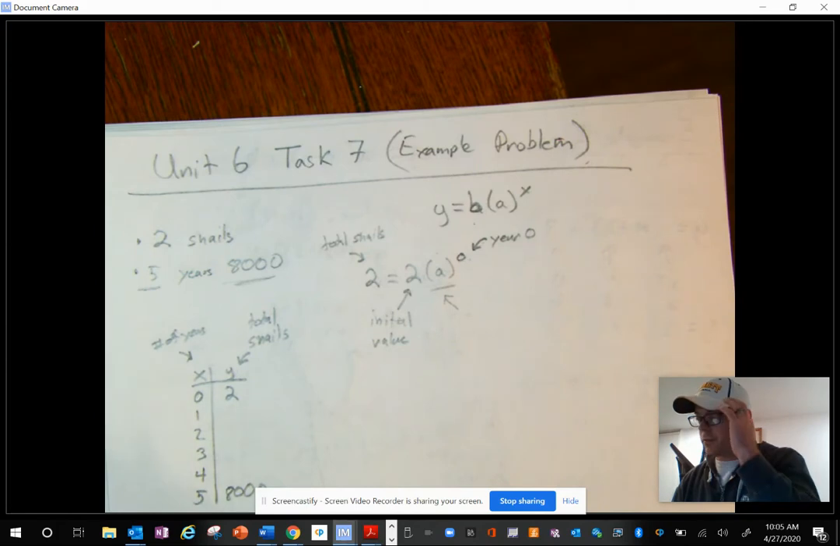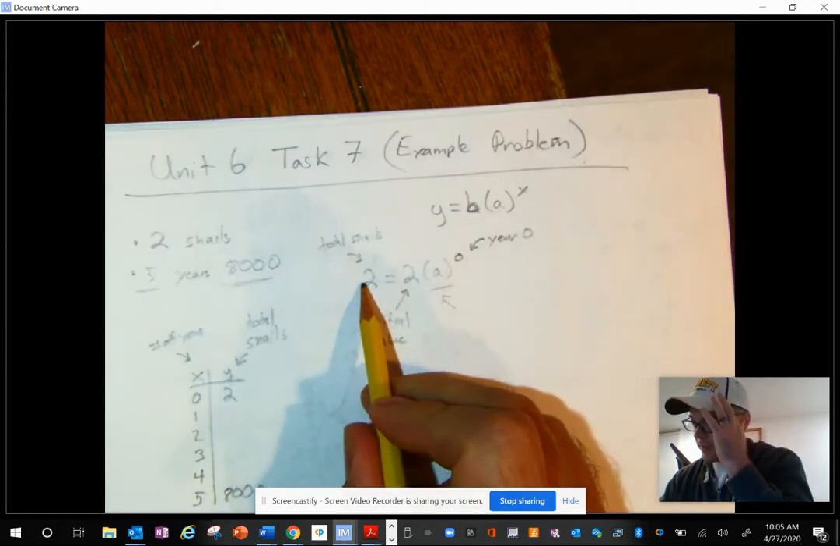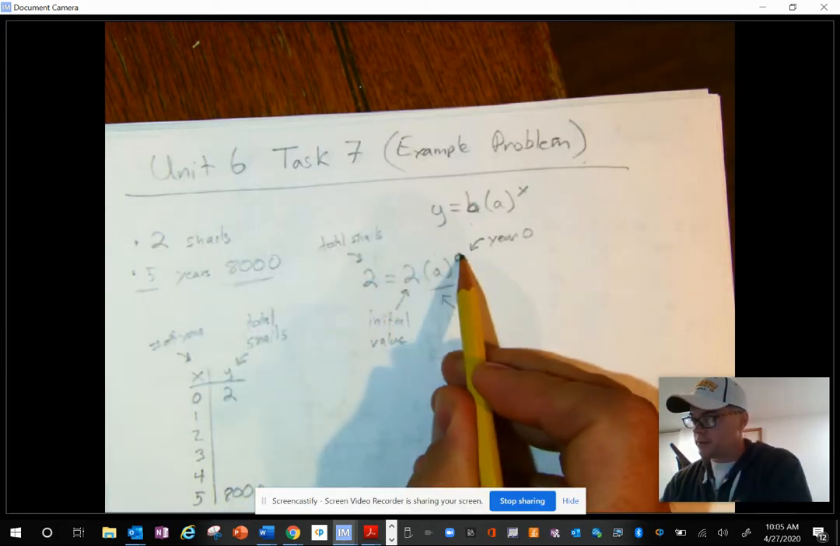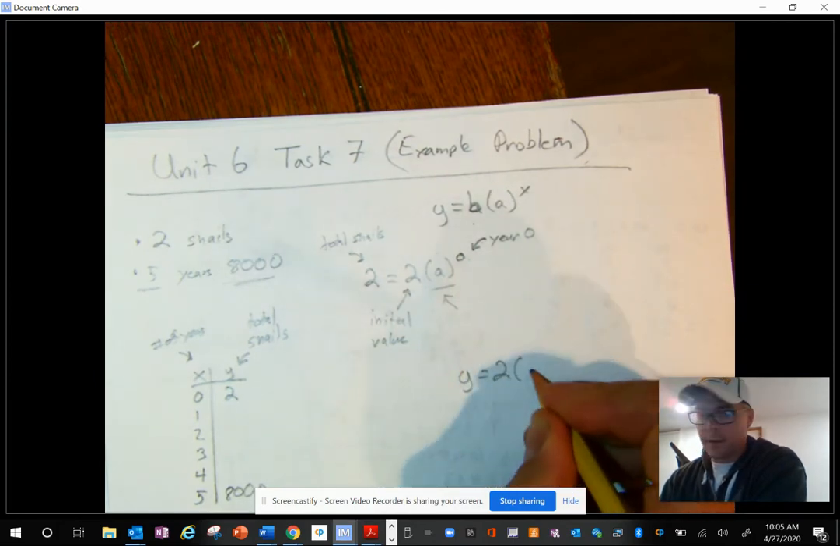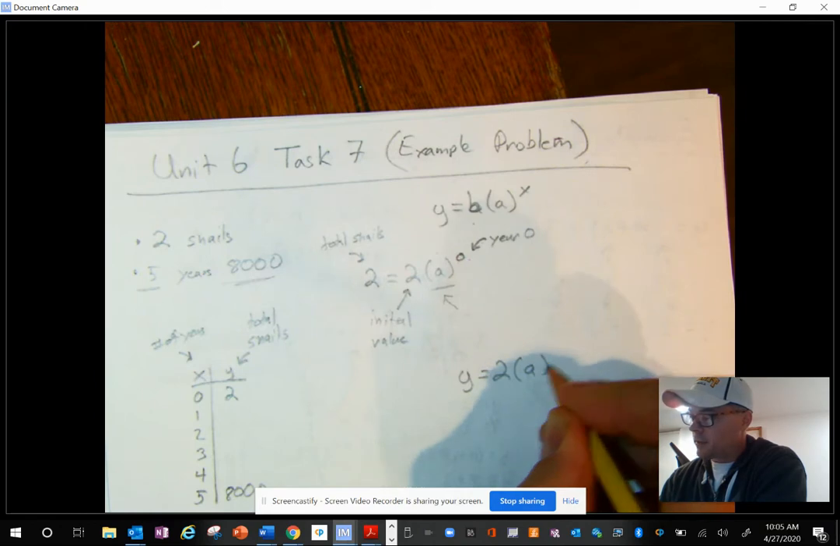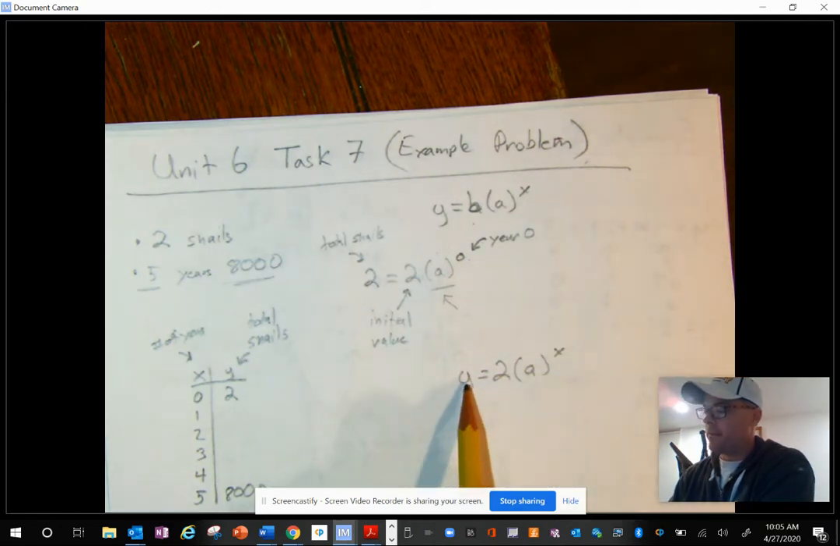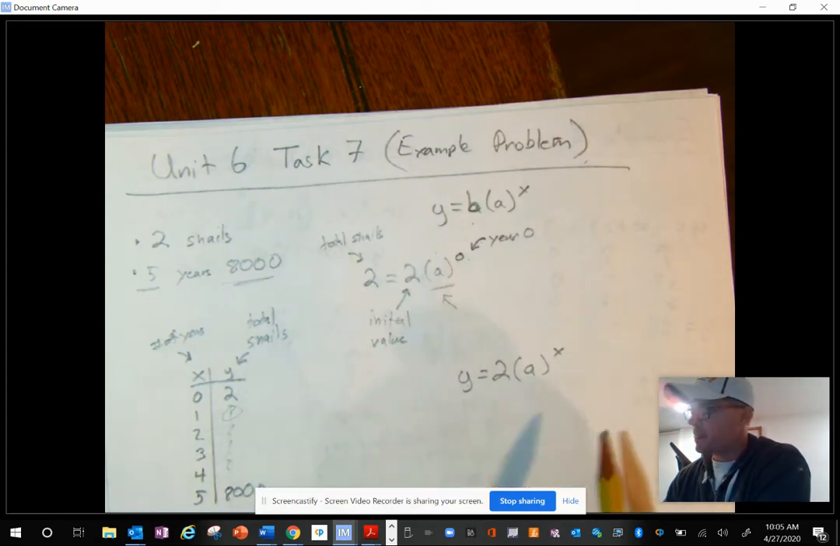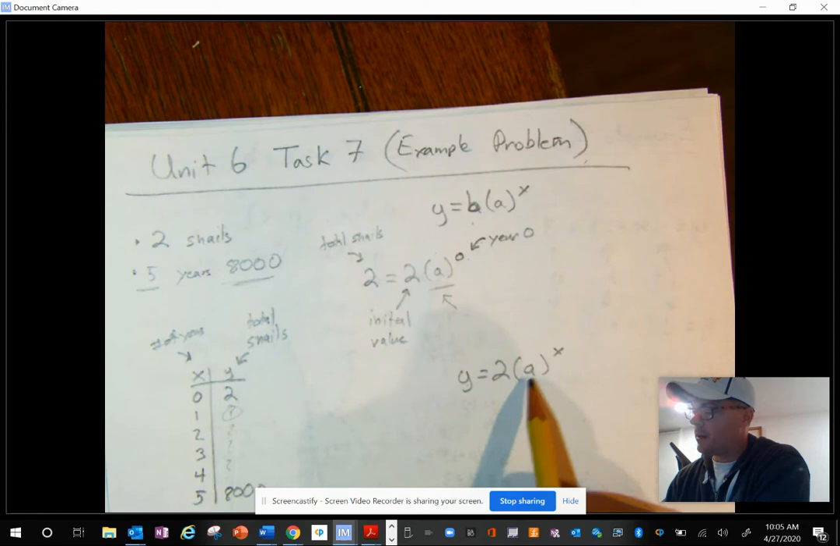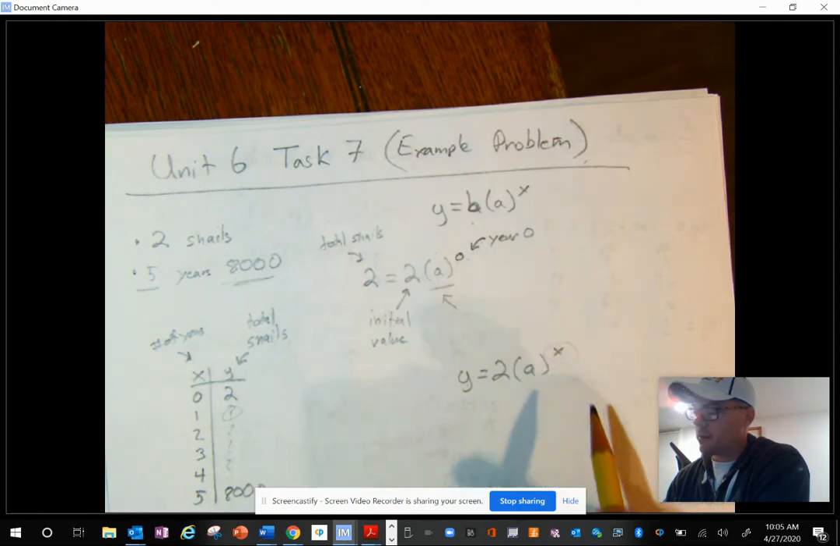So the only things that are changing are this value and this value. If I take my initial equation, y equals 2 times a to the x power, this y input right here is just this side of the table. Now we don't know what these numbers are, right? These are all question marks, which is fine. And these are the number of years, which go over here.